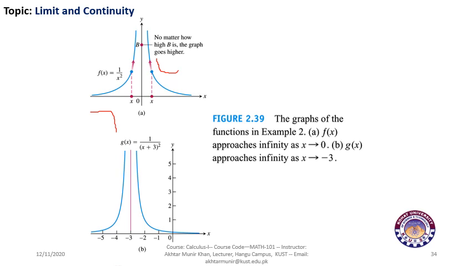So for the graphs of the functions in example 2a, f of x approaches infinity as x approaches 0, and in b, g of x approaches infinity as x approaches minus 3. So we can say in both cases that x equals minus 3 and x equals 0 are the vertical asymptotes. For this function, x equals 0 is the vertical asymptote, and for this function, x equals minus 3 is the vertical asymptote.